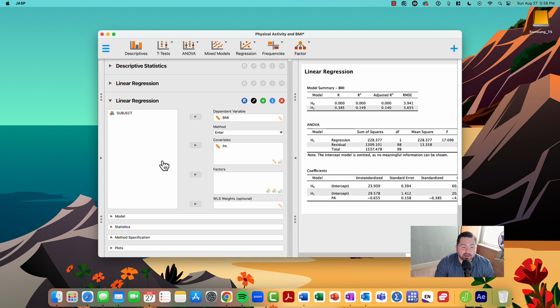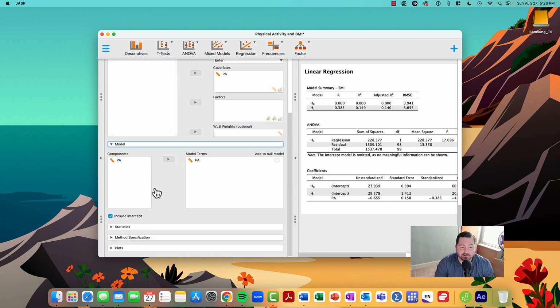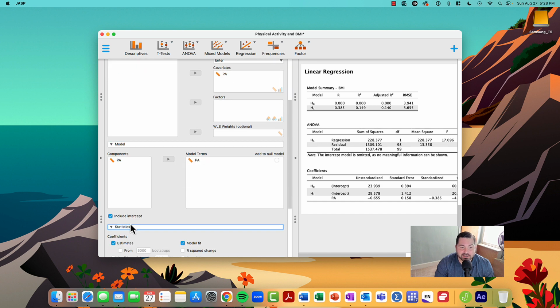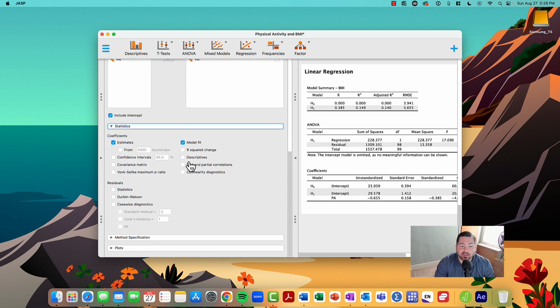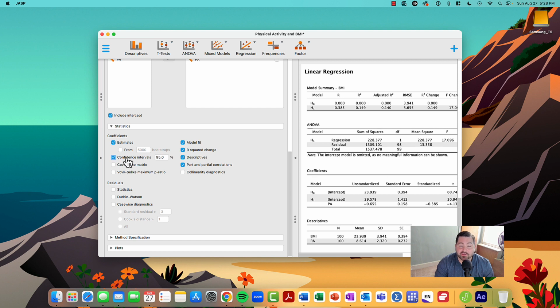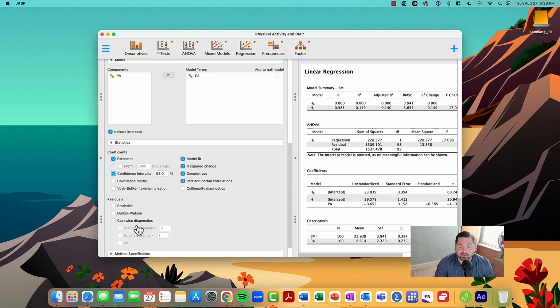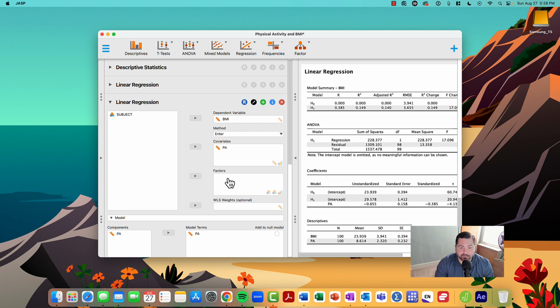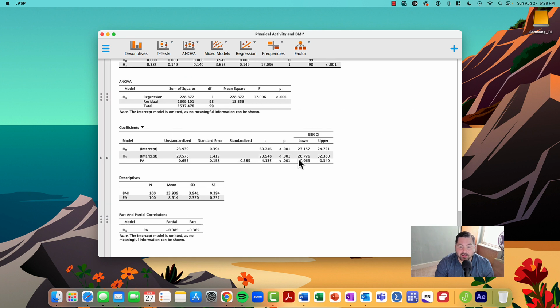If we scroll to the bottom, there are a couple other things that we can make sure that we checked. For example, the model is all set. The statistics that we want to run: we can get descriptive statistics, part and partial correlations, and we can get R-squared change values. We can do this at the 95% confidence interval, and we can go ahead and select those outputs.